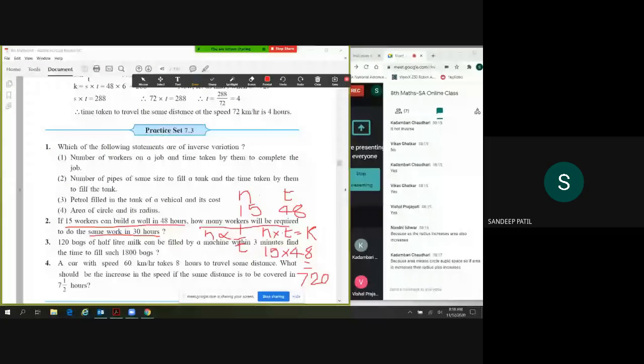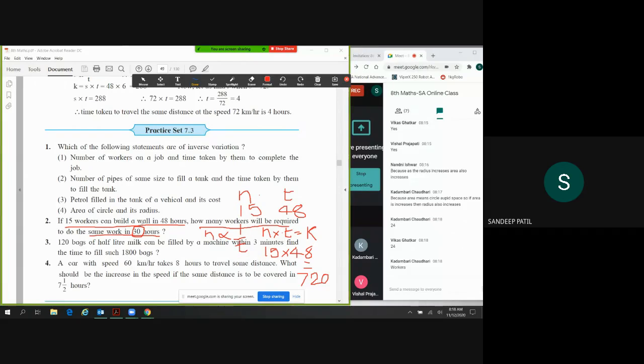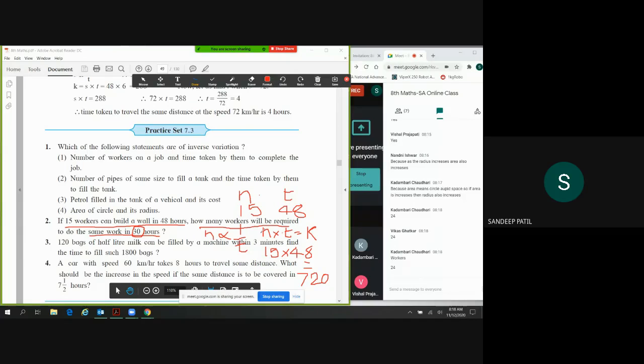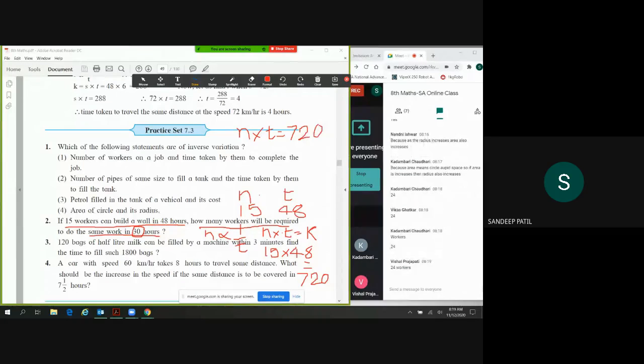They have asked how many workers are required to complete the same work in 30 hours. If we put these values into the equation n into t is equal to 720, we know t here is 30, and if we calculate, n is equal to 24. That's correct. This way we can formulate and carry out the calculations for such types of problems.